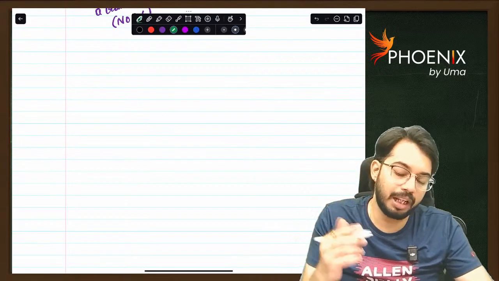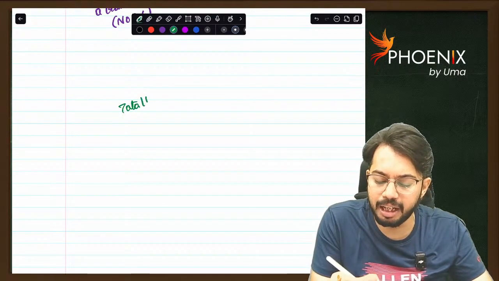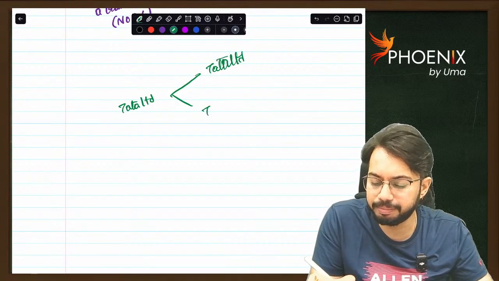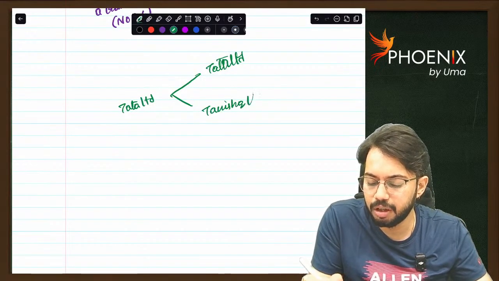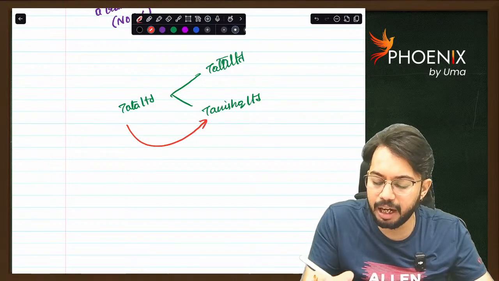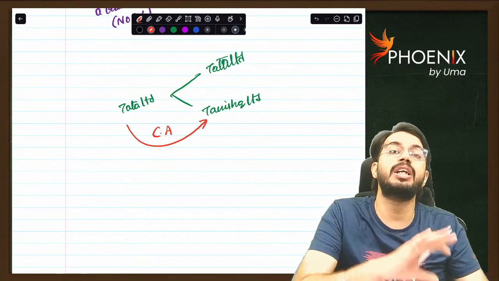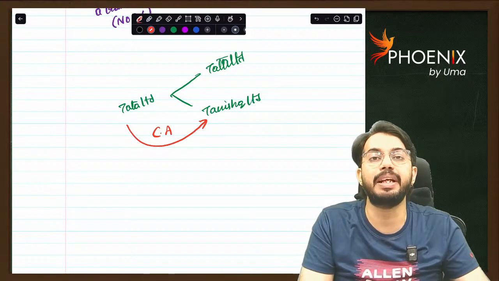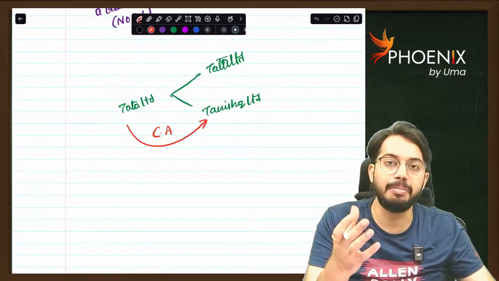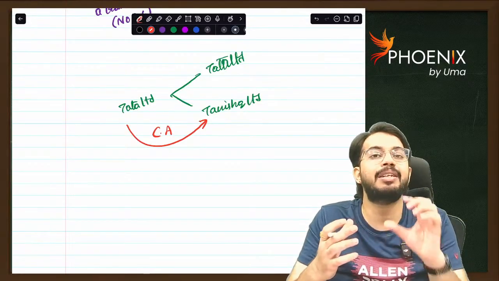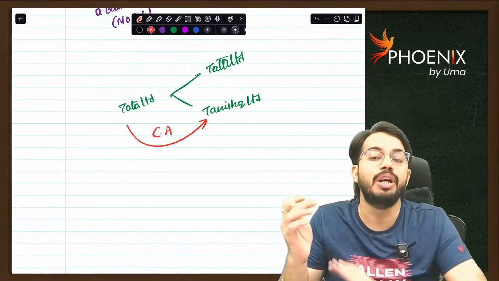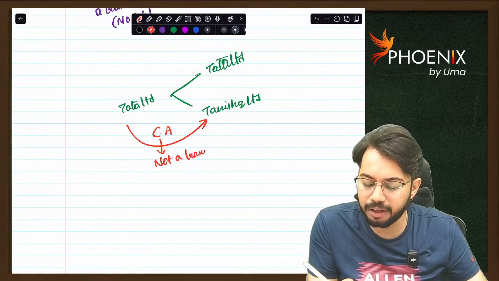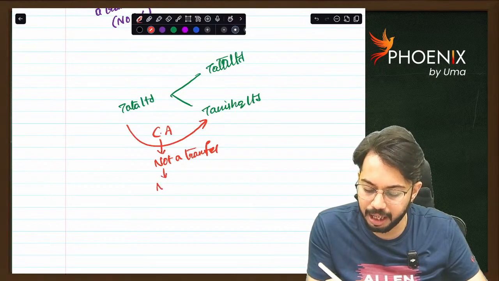Let's say there is Tata Limited. Tata Limited got demerged into Tata Limited and Tanishq Limited. Now, at the time of demerger, there is transfer of capital assets from demerged company to resulting company. Here, demerged company is Tata Limited, resulting company is Tanishq Limited. So, at the time of demerger, what is happening? Capital assets are transferred from demerged company to resulting company. This transfer of capital assets is not a transfer and no capital gains are required to be calculated. Are you able to understand?